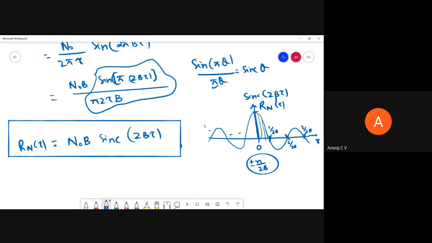So we found the output power spectral density S n of f, the output autocorrelation function R n of tau, and the total noise power at the output, P n. This is an important result: it is equal to N naught times B. It's a function of the bandwidth, where N naught by 2 was the noise power per unit bandwidth. So total power is a function of bandwidth, which you have to keep in mind.